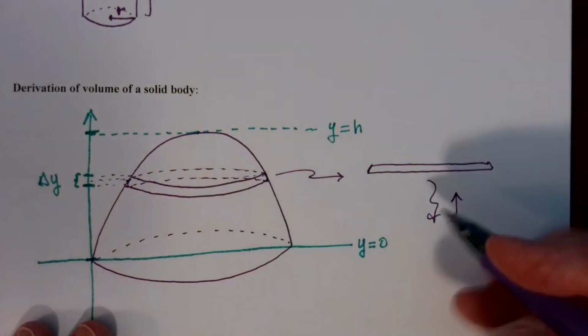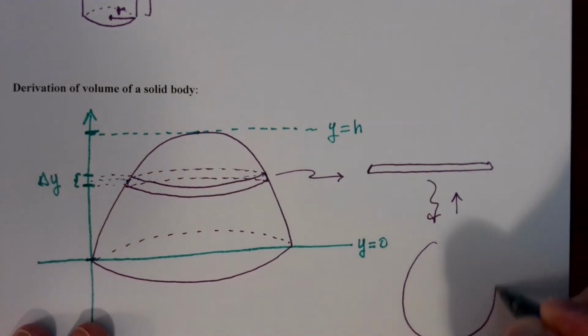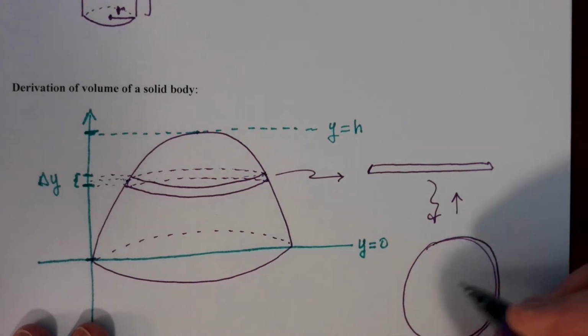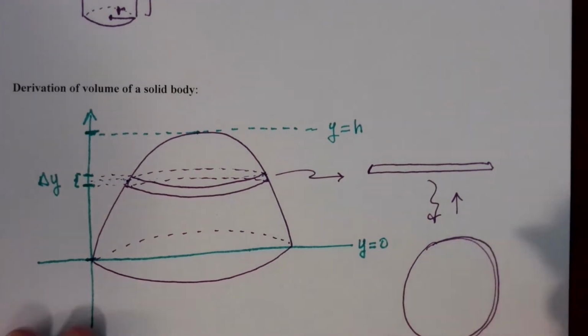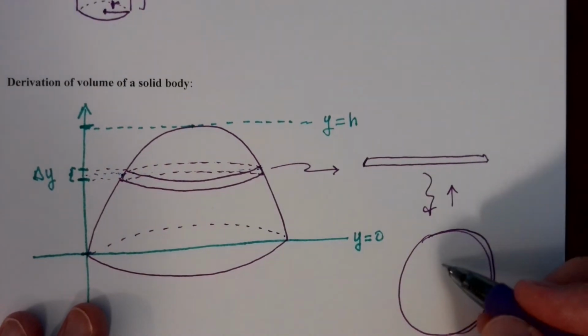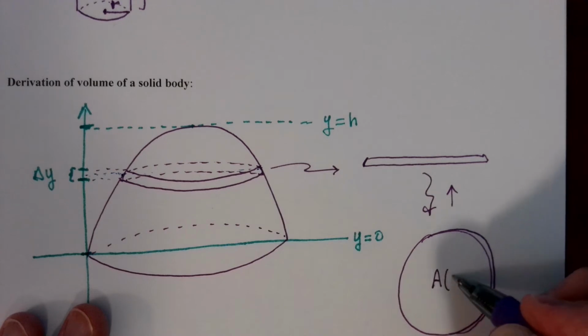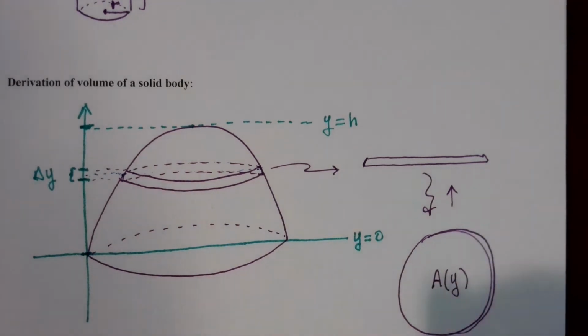Since it's a circle, right? There's a circle cross section, and there's some thickness to it, so I'll sort of draw it like that. And the question is then, can we find this area as a function of y? Well, we could probably estimate it, right?